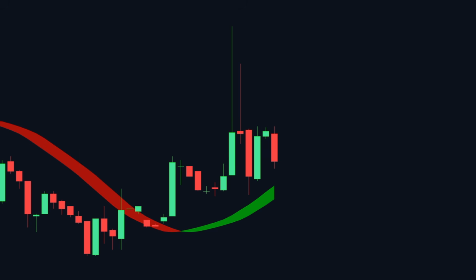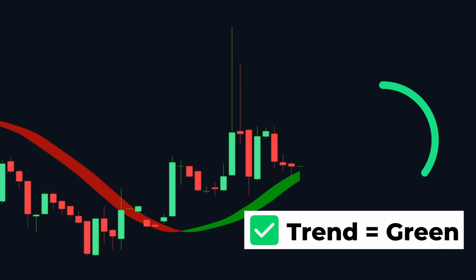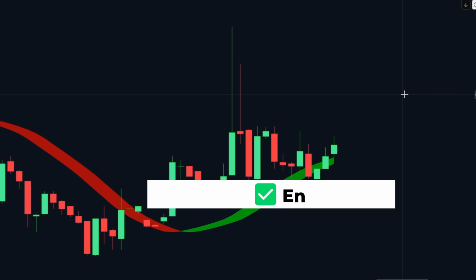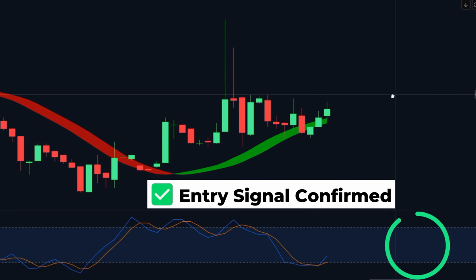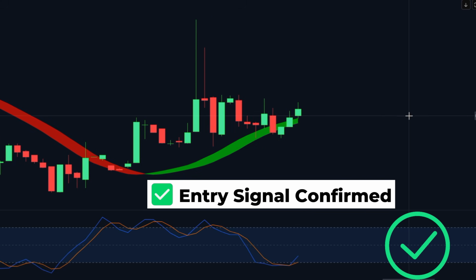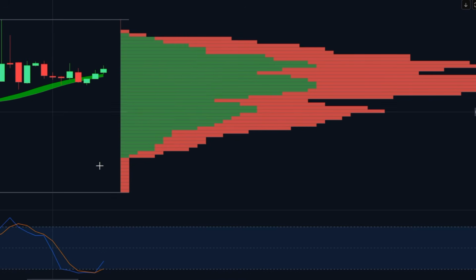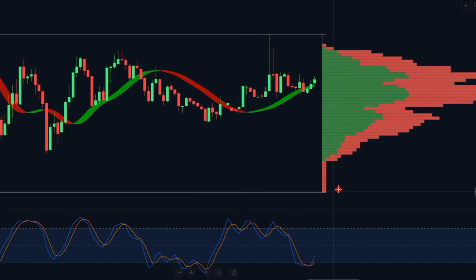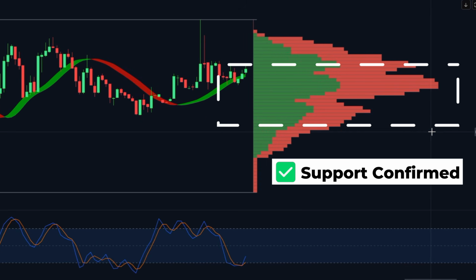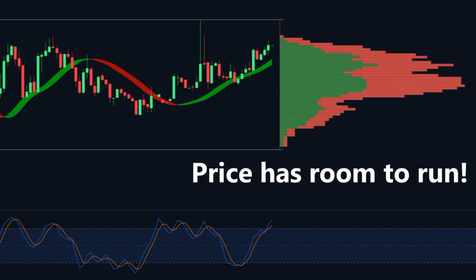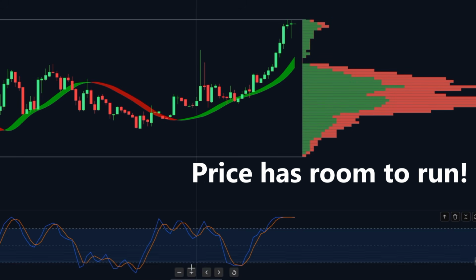Let's look at this trade. First, is the Hull moving average green? Yes. Check 1. Second, does the Stoch RSI drop into the oversold zone and give us a crossover signal? Yes. Check 2. Now, for our new confirmation filter, where is this signal happening? Look at the volume profile. It's happening right at the bottom of the value area, a known support level. And where is the point of control? It's way up here. This means we have plenty of open space for the price to move up. This is an A+ setup.